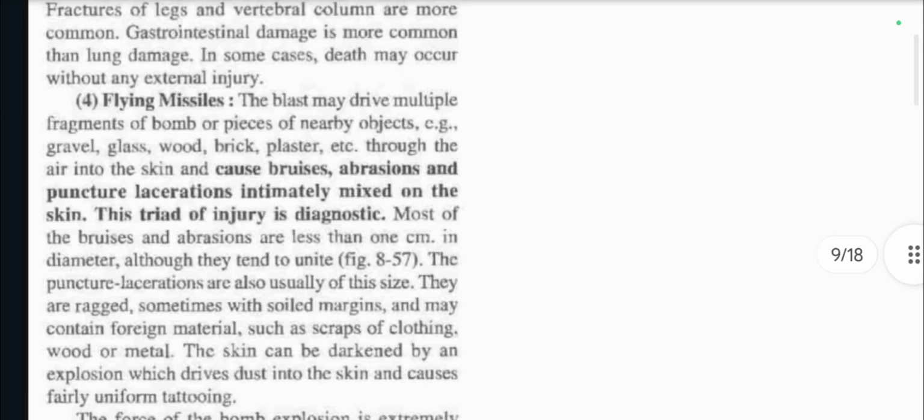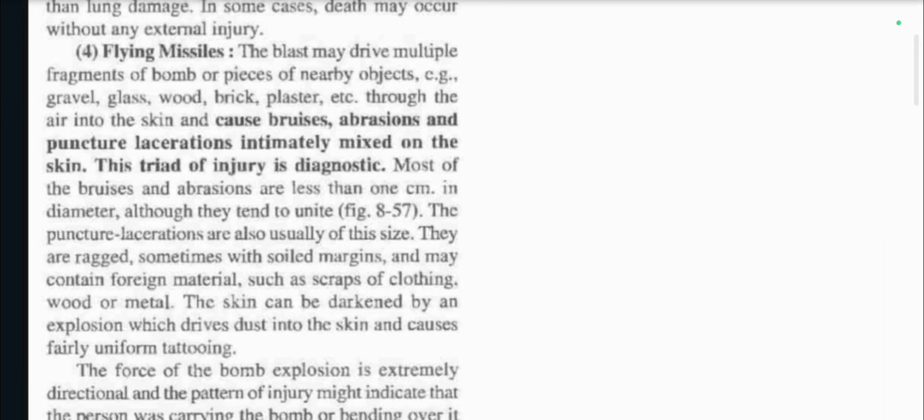Fourth point, flying missiles. The blast may drive multiple fragments of bomb or pieces of nearby objects, for example gravel, glass, wood, brick, plaster, etc., through the air into the skin and cause bruises, abrasions, puncture lacerations intimately mixed on the skin. This triad of injury is diagnostic. Most of the bruises and abrasions are less than 1 centimeter in diameter, although they tend to unite. The puncture lacerations are also usually of this size.